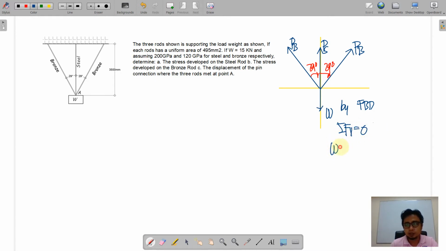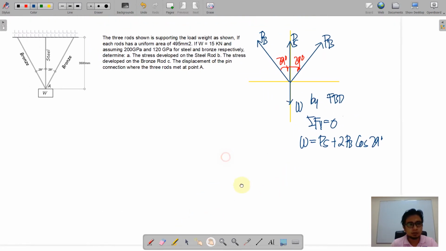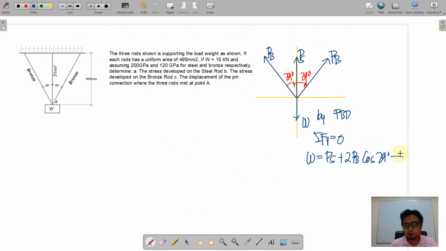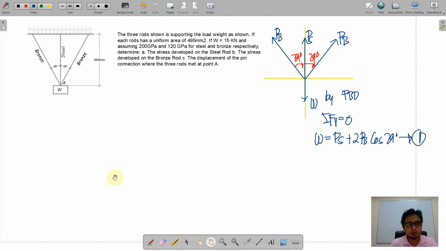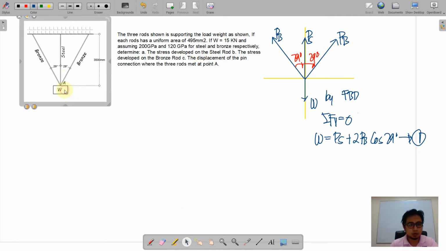You can say that W is just equal to the vertical force PS plus two vertical components of the bronze rod. We can write that as PB cosine of 29 since the component is adjacent to the reference angle. So let this be our first equation, and this first equation will be supplemented by the behavior of these three rods after the load is applied.